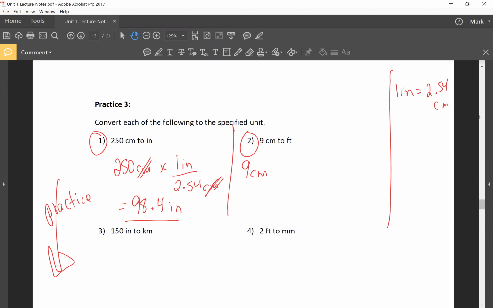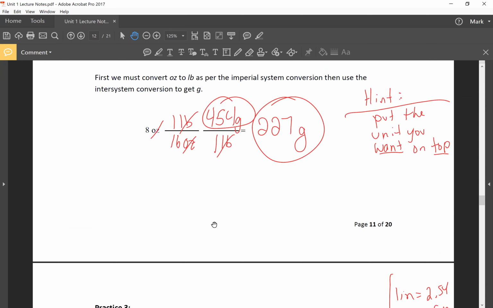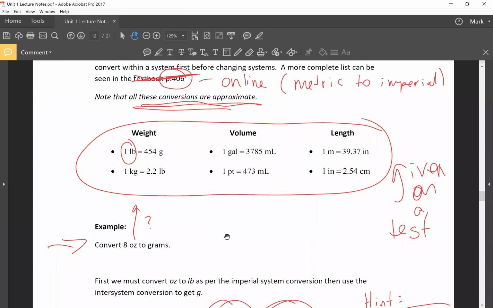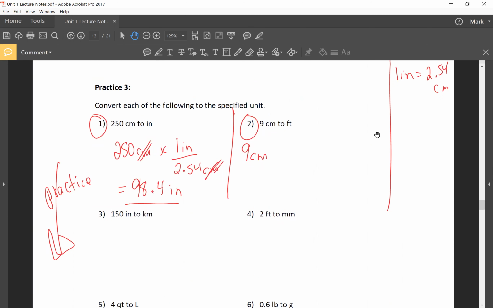Okay, I want to change 9 centimeters to feet. Well, if you go up to this chart, there's no direct conversion. There's nothing up there that will change centimeters to feet. But I can change centimeters to inches. And if I have inches, I can change it to feet. So let's change this to inches. So 1 inch over 2.54 centimeters. And now that I know inches, I know that there's 12 inches in 1 foot.